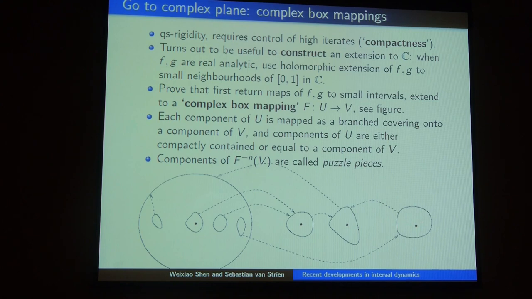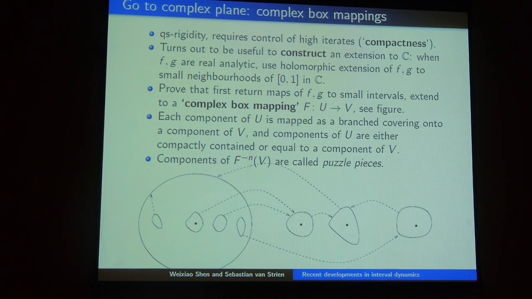And if you look at the first return map, restricted to the real line, this thing may map to the whole interval here. This one may map here. But actually, when I say that, here's a crooked point. The dark dots here means a crooked point. So on the real line, this would sort of fold in some way. But as a complex, it would sort of branch, cover the image. And this complex box mapping is simply something that actually has the property that U maps to V, of course, or into V. But if you take a component of the domain, then it maps to a component of the range, or maybe equal to a component of the range. For example, this one simply maps onto here.